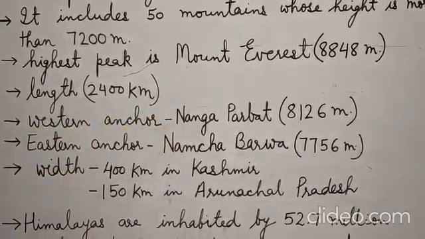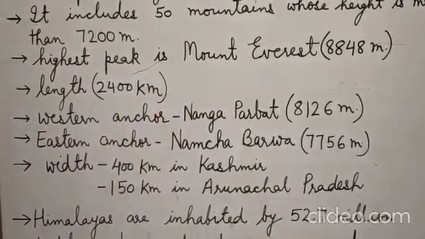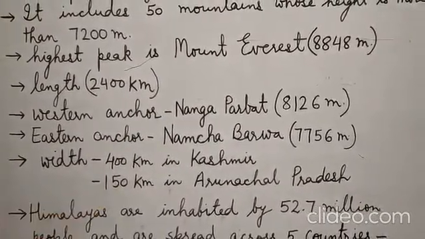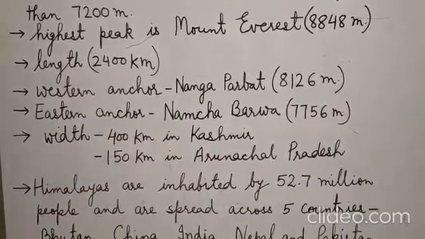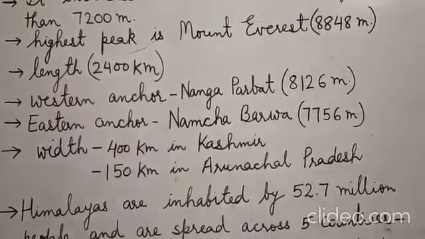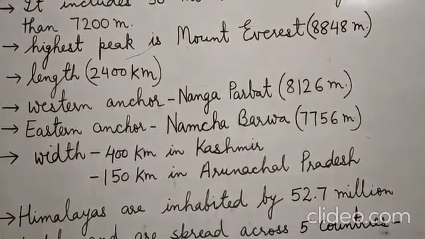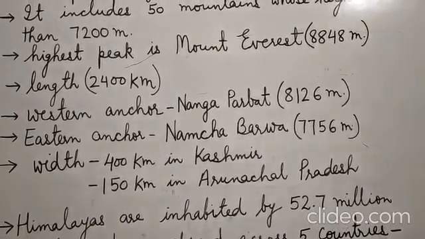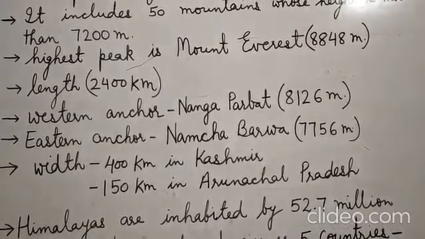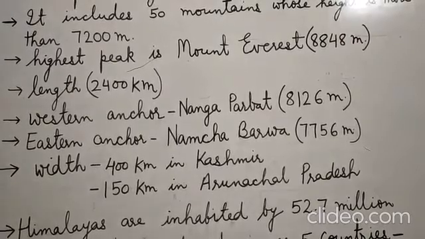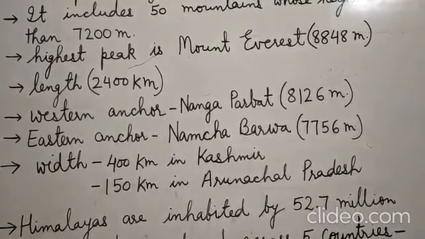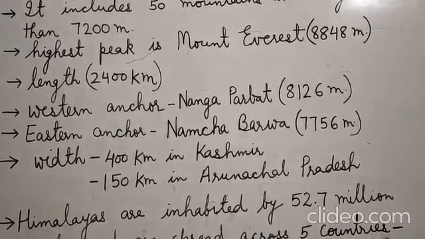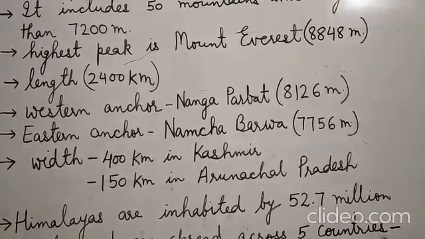7756 meter. The width is 400 kilometer in Kashmir, more in the western side, and in the eastern side the width is less. It is only 150 kilometer in Arunachal Pradesh. The Himalayan range is bordered on the northwest by the Karakoram and the Hindu Kush range of Afghanistan, and to the north the chain is separated from the Tibetan Plateau by a 50-60 kilometer wide tectonic valley called the Indus-Tsangpo Suture.